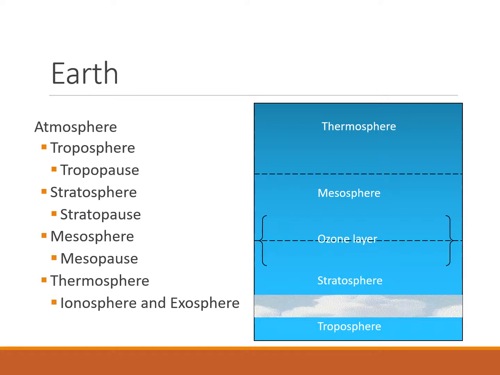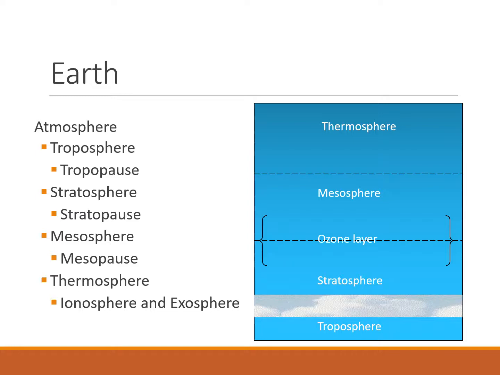The reason that the next layer is heating up, which we'll call the stratosphere, is because of the ozone layer. The O3 molecules in the ozone layer actually keep the UV radiation from coming down into the troposphere. So that causes the air in the stratosphere to heat up.